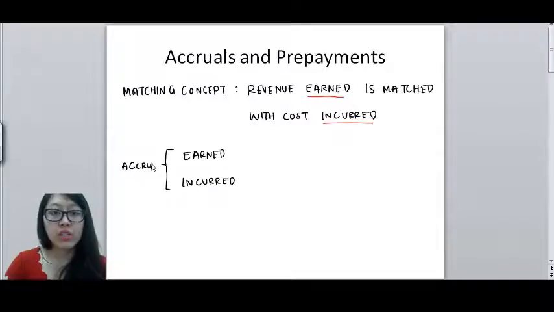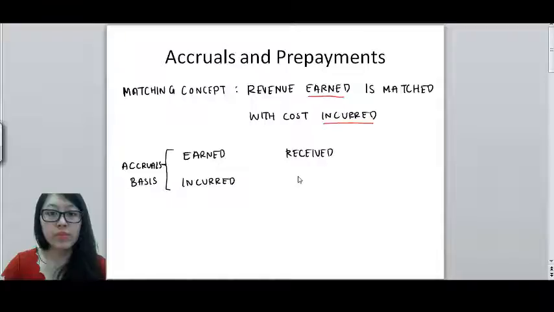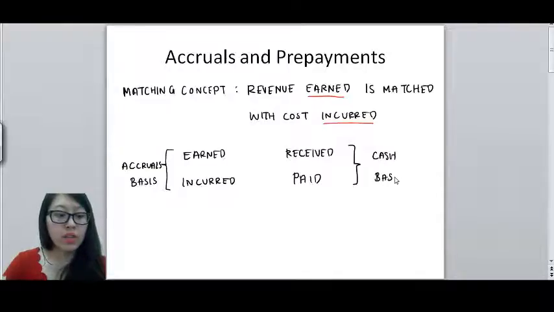So the words earned and incurred follow the accruals basis, whereas received and paid refer to the cash basis. Please note the difference between the two, because when we calculate accruals and prepayments, we have to calculate using the accruals basis. So even though I have not paid my expense yet, I still need to recognize it as an expense if it falls within this year.